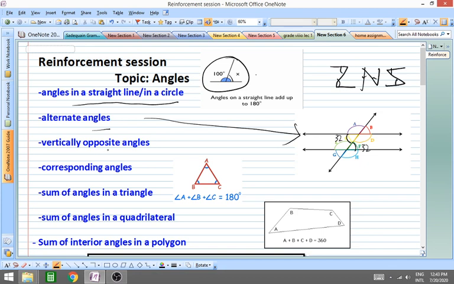Now vertically opposite angles: whenever two lines are intersecting, then these two opposite parts will be equal by the definition of vertically opposite angles. So if I refer to this diagram, angle H here will be equal to this section, and similarly angle A will be equal to angle D. So these are equal according to the definition of vertically opposite angles.